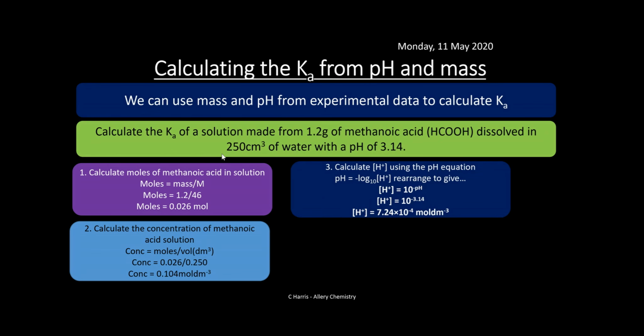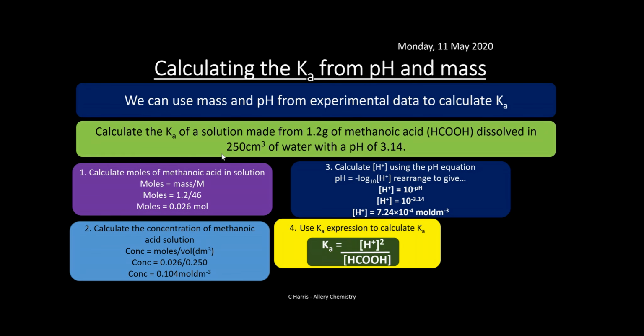Then we need to calculate the concentration of H+. So we use that pH equation again, so it's coming again, you see. pH equals minus log H+ ions. Rearrange that to get 10 to the minus pH. Therefore we have a concentration of H+ ions for methanoic acid of 7.24 times 10 to the minus 4. Okay, so now that we've got our concentration of H+, we can finally calculate the Ka.